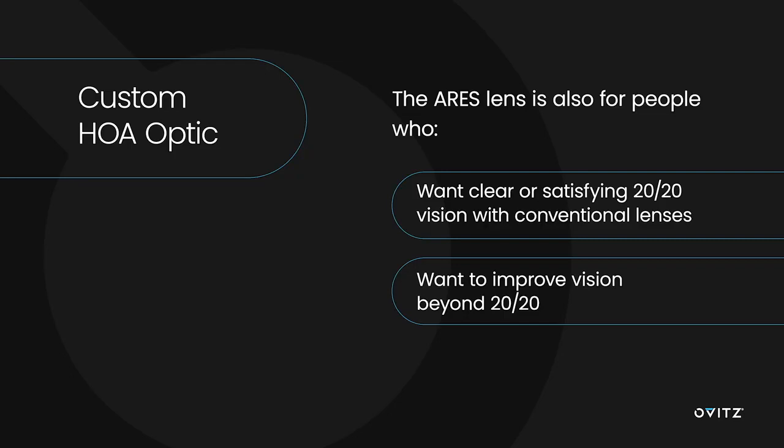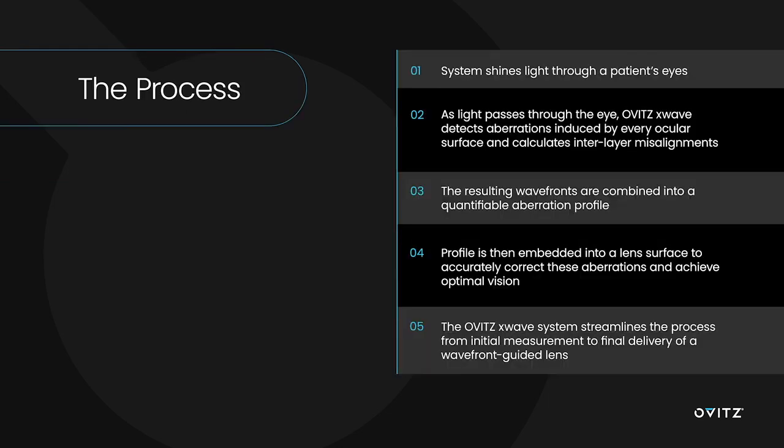One of the great things about the Ovitz ARES lens is that it's like fitting any other scleral lens. But what truly sets it apart is that it takes advantage of the Ovitz xwave aberrometer. It measures the patient's entire visual system and quantifies the total ocular aberration, not just the corneal aberration. The xwave aberrometer and ARES lens are made for each other, and they work seamlessly together.